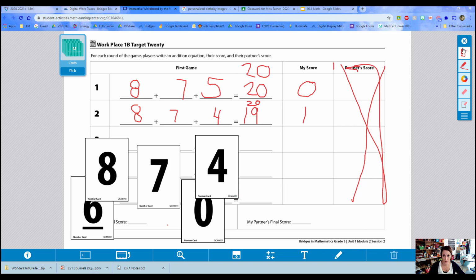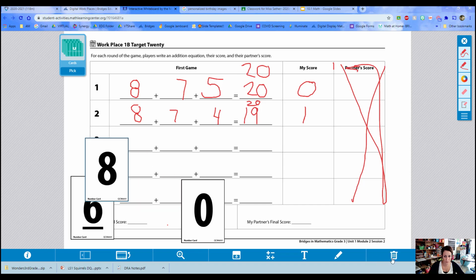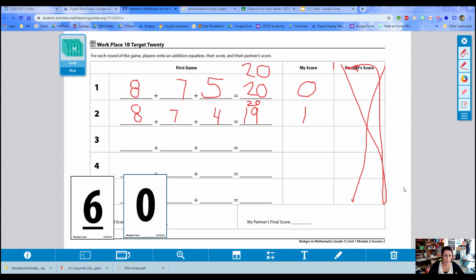I'm going to go ahead now and delete these cards that I used. I'm going to keep the 2 that are left over. And again, it would be your partner's turn if you're playing with a partner, but if you're playing by yourself, you're going to pick 3 more cards. 1, 2, 3.